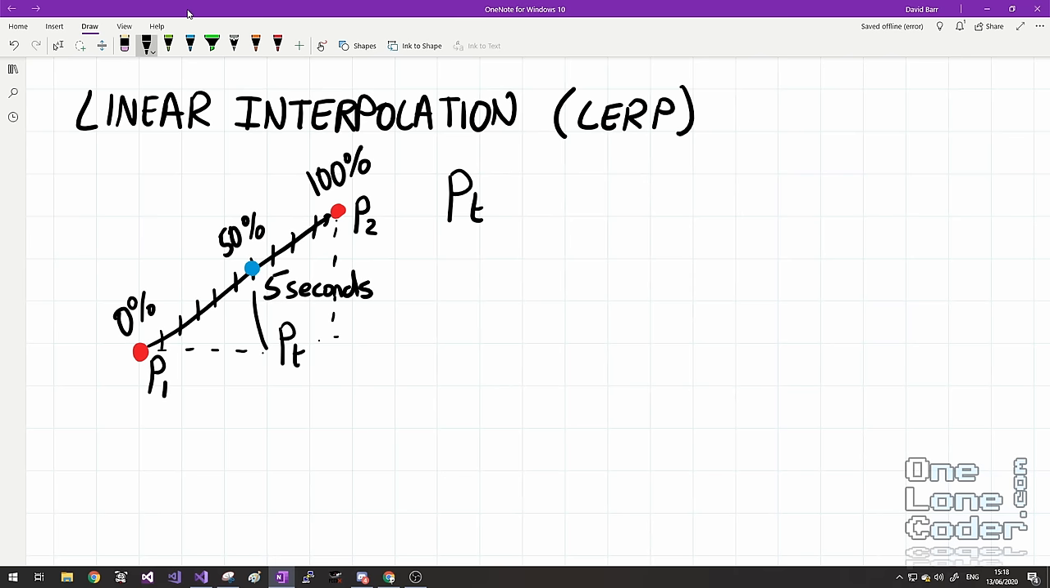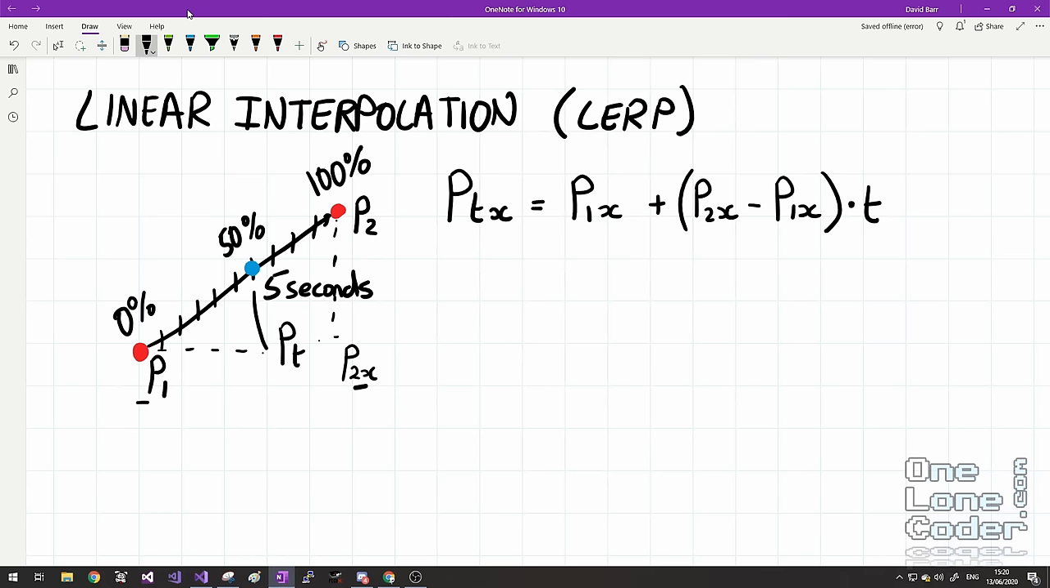So for point T in the x-axis, we know at 0%, we must start at P1. So it can't be any less than P1. We also know where the location is at 100% in the x-axis. Since we know the ending location in the x-axis and the starting location in the x-axis, we can work out the distance travelled in the x-axis. And 50% must be halfway along that distance, simply due to the proportionality of right-angled triangles that we talked about earlier. So I can take my final point, x, work out the distance from the starting point, and multiply that by t, which is my percentage.